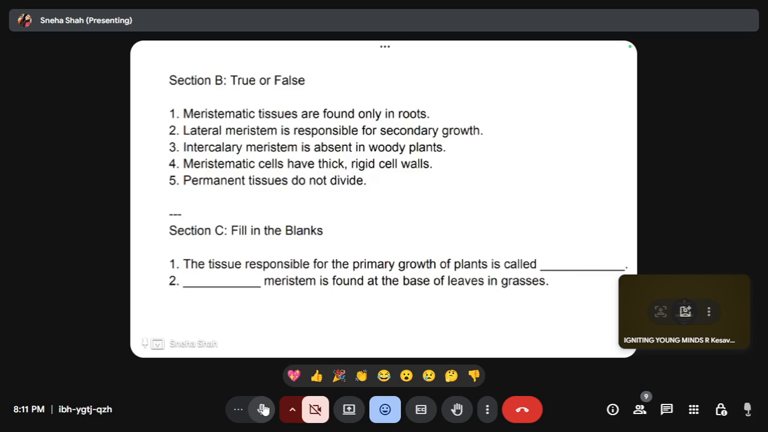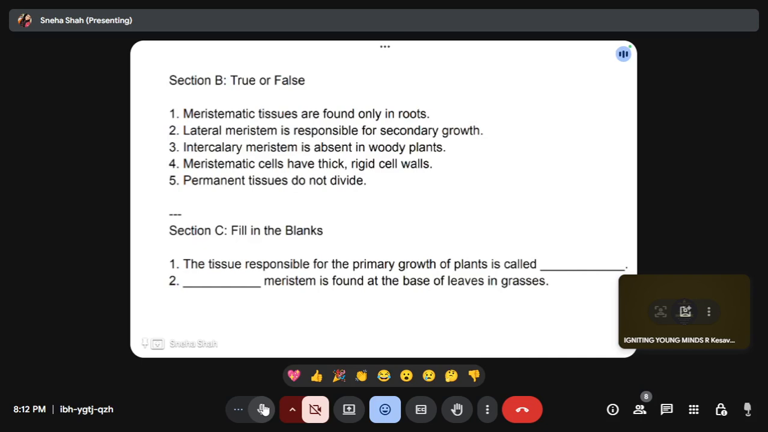Yes, ma'am. So the question, if it is like this, intercalary meristem is absent in all woody plants, that would be easier to understand. Understood. Correct. So sometimes intentionally they will confuse you students. See, the dirty cleverness will be there with the examiners. We used to say like that.